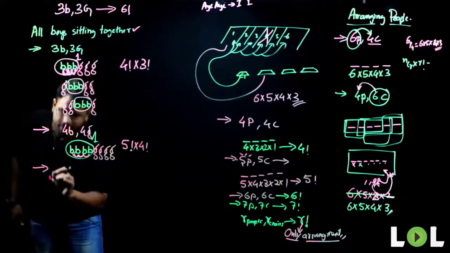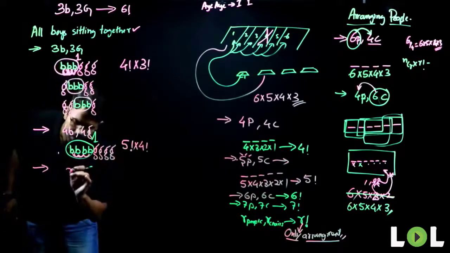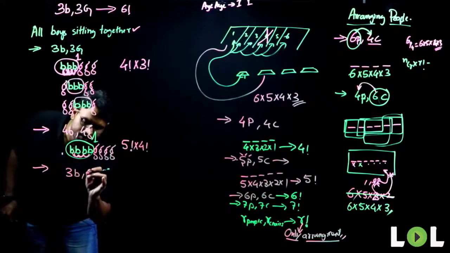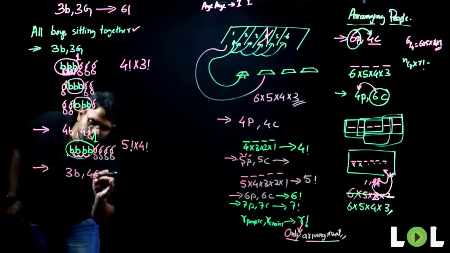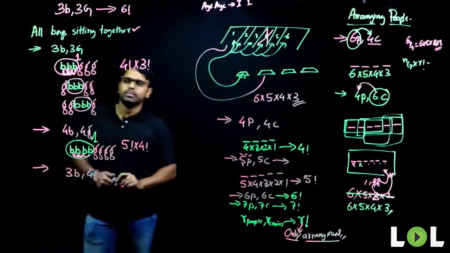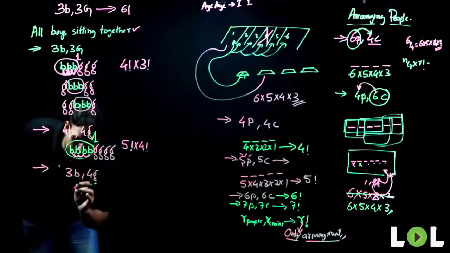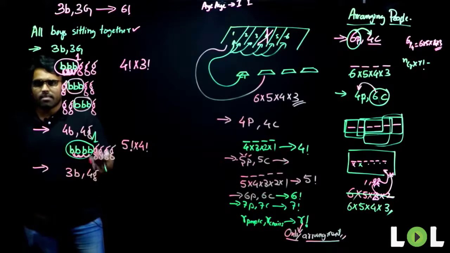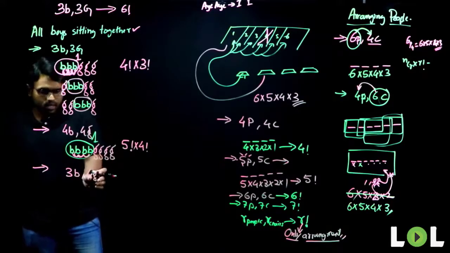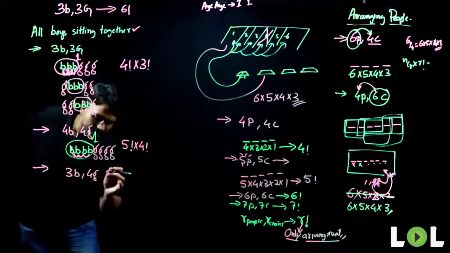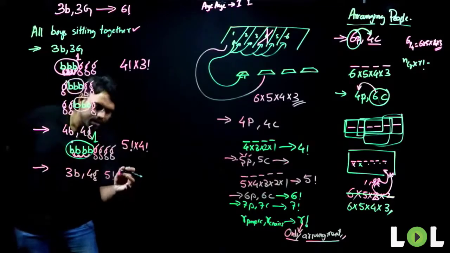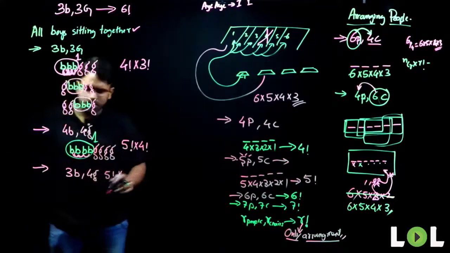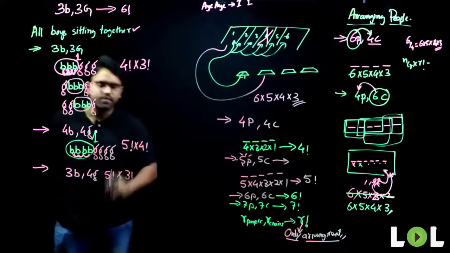Now if I go something like this, 3 boys, 4 girls. What will you do? Whenever you do not understand the case, what are you supposed to do? Write them. Now I'm skipping that step. Now 4 girls, 1 single unit. So I can write it as 5 factorial into these 3 boys can rearrange among themselves, so 3 factorial.